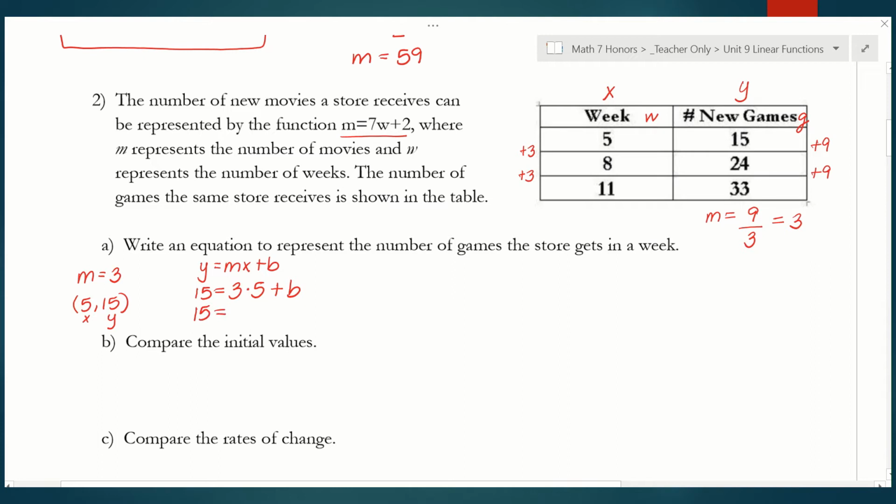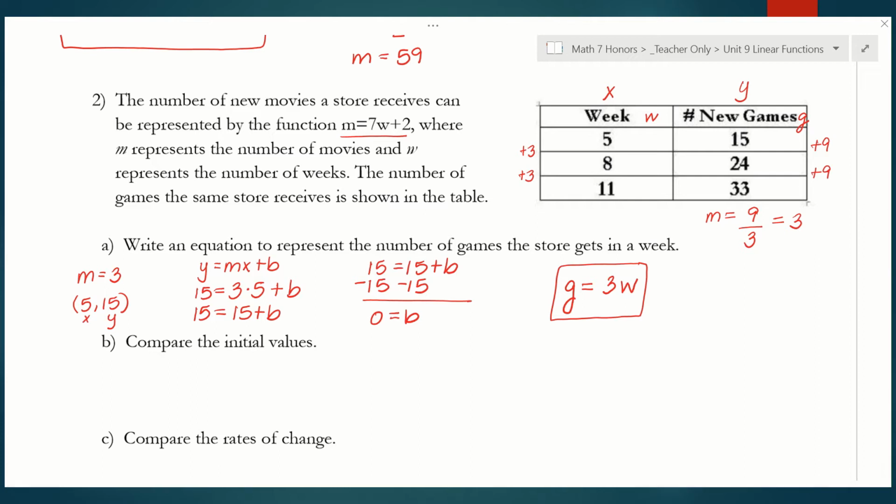So this is going to be 15 equals 15 plus b. Just going to write this here. So to solve for b, I have to subtract 15 from both sides, which gives me a b of 0. So when I write my equation, it's going to be, remember, instead of y equals, we're using g for gains. So the number of gains equals my slope, which is 3, and instead of x, we're using w. And we could put plus 0 since the y-intercept was 0, but we don't need it. So we can just leave it as g equals 3w.